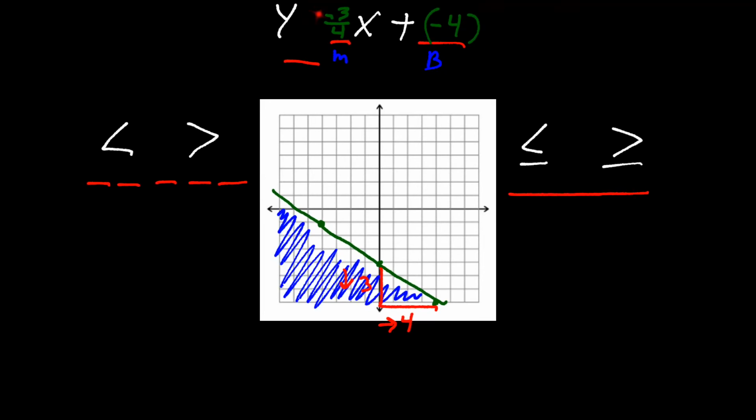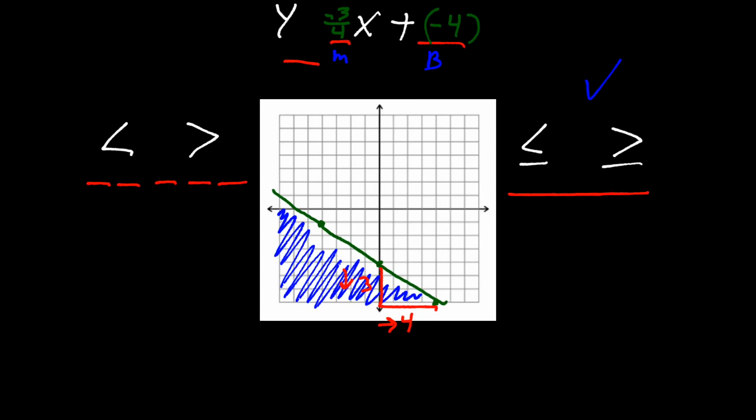Now all I have to do is decide upon an inequality. So we take a look at our line. Is this a solid or a dashed line? Hopefully you can see that it is a solid line, which means I'm going to use either less than or equal to or greater than or equal to.